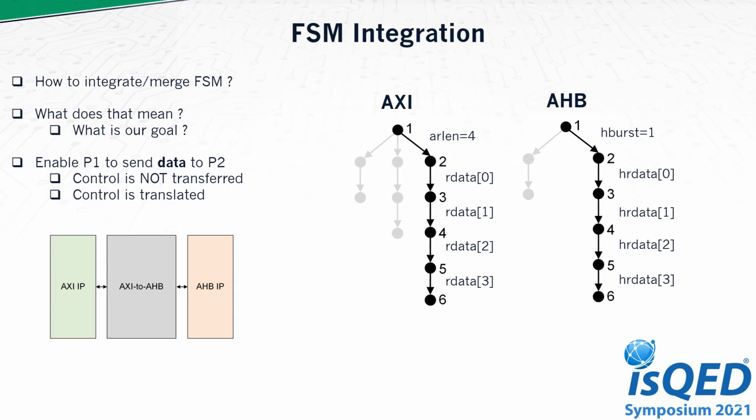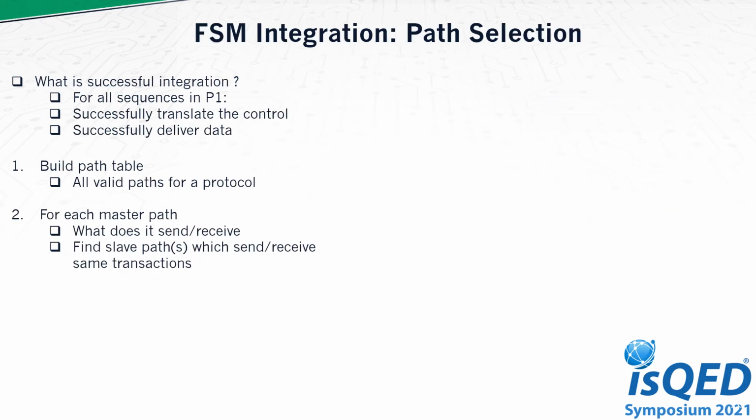However, the control signal ARLN is not important to transfer to AHB. It just indicates AXI is sending 4 transactions, unless the translator's job is to tell the AHB IP that 4 transactions are coming. Thus, the translator will see ARLN equals 4 and should set hburst to 1 for AHB. That covers how to translate one sequence, but how can we define success for finite state machine integration?